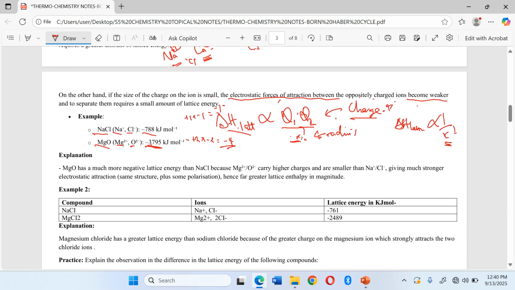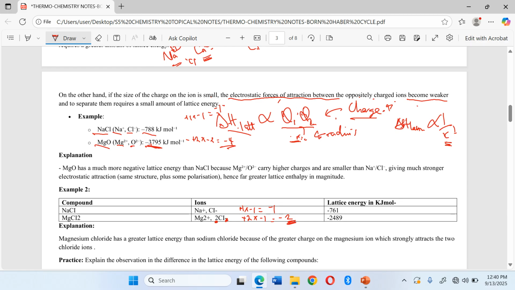Now we have example 2, where we have sodium chloride and magnesium chloride. The ions are the sodium ion and chloride ion, then the magnesium ion and the 2 chloride ions. So the charges: here we have +1 times -1, which is -1. Here we have +2 times -1. Please, the 2 here is not the charge. The charge is this one, -1, which gives us -2. So you can see this magnitude is bigger compared to the other one.